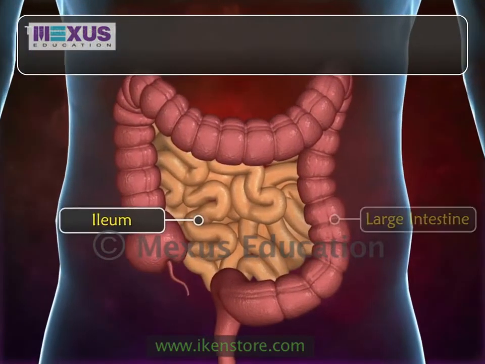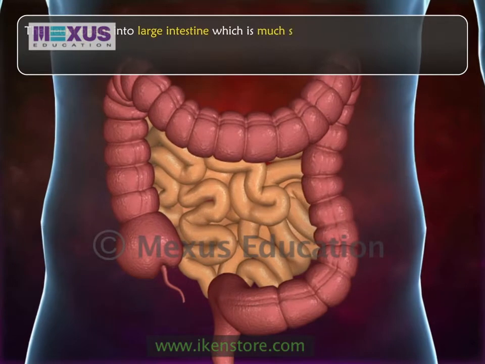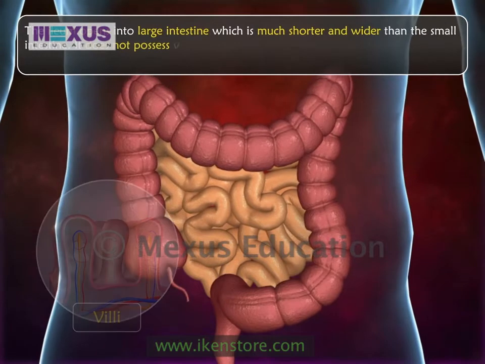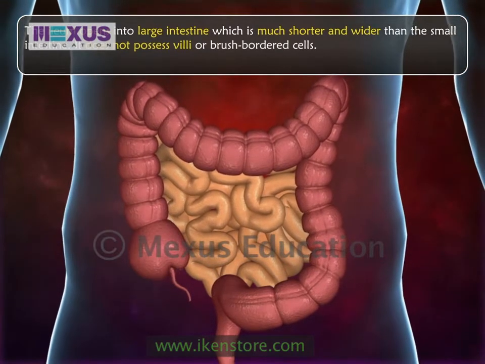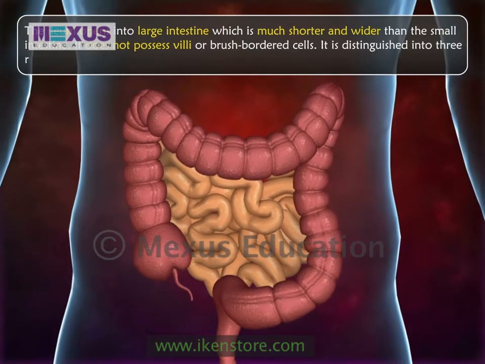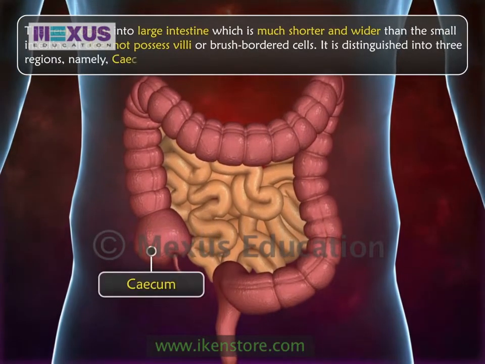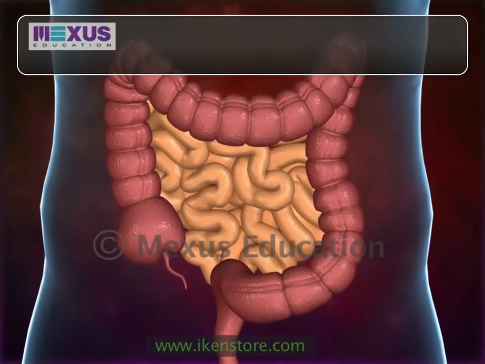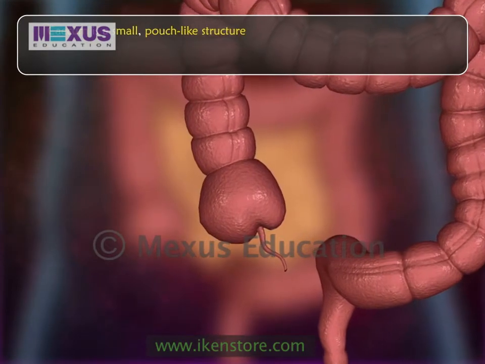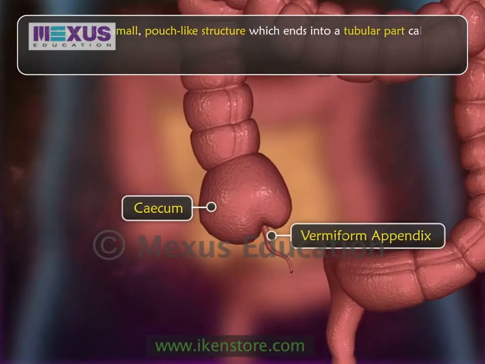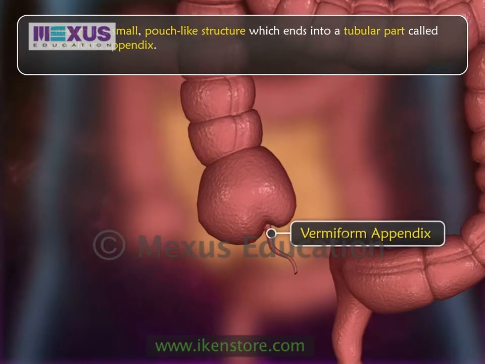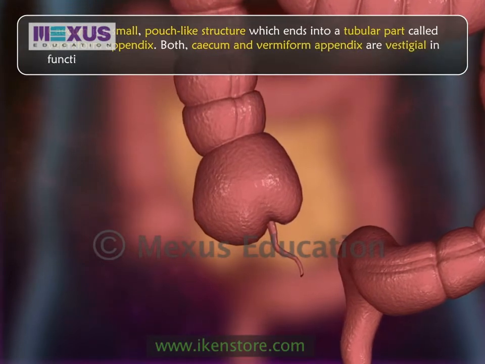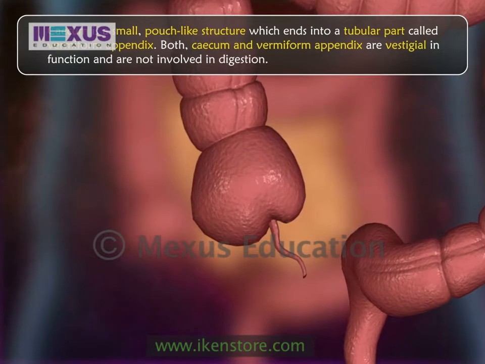The ileum opens into the large intestine, which is much shorter and wider than the small intestine. It does not possess villi or brush-bordered cells. It is distinguished into three regions, namely cecum, colon and rectum. Cecum is a small pouch-like structure which ends into a tubular part called the vermiform appendix. Both cecum and vermiform appendix are vestigial in function and are not involved in digestion.